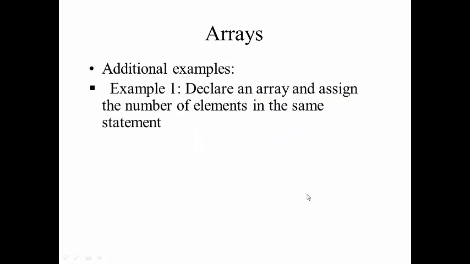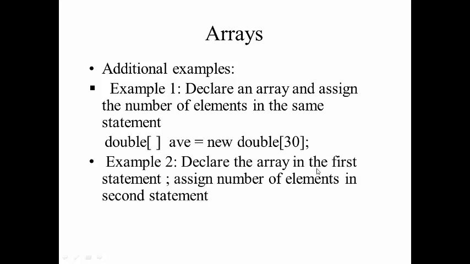Here are some additional examples. Example 1: we're going to declare an array and assign the number of elements in the same statement. So you can declare an array in a single line of code instead of two separate ones. double[] ave, and the double is the data type. You need the brackets to tell Java it is an array. Equals new, and the new says we need a new object and are allocating memory, and you have to declare the data type again in the same line. And inside the second set of brackets is where you put how many values you want in your array.